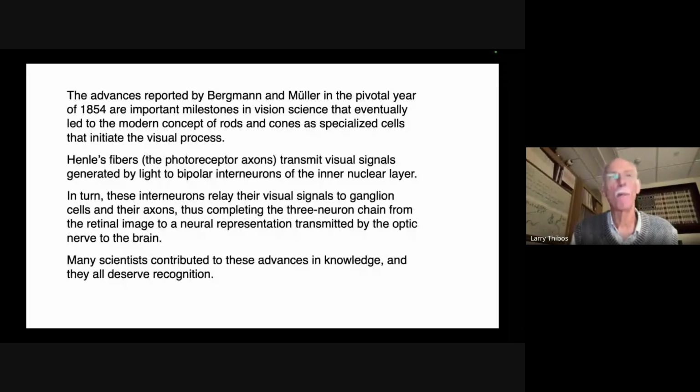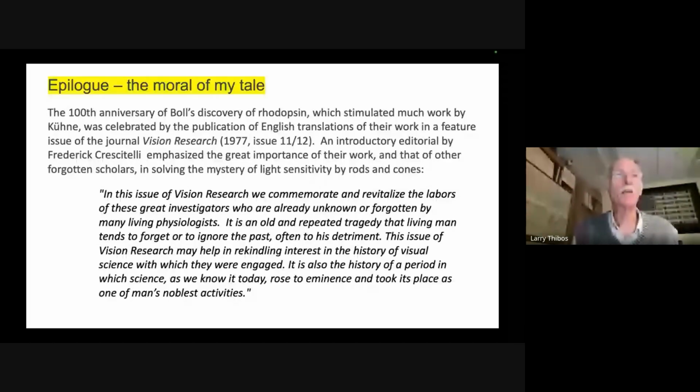Henle's fibers, or the photoreceptor axons, transmit visual signals generated by light to the bipolar interneurons of the internuclear layer, and in turn, those interneurons relay their visual signals to ganglion cells and their axons, thus completing the three-neuron chain from the retinal image to the retinal neural representation transmitted by the optic nerve to the brain. Many scientists contributed to these advances in knowledge, and everyone deserves recognition.